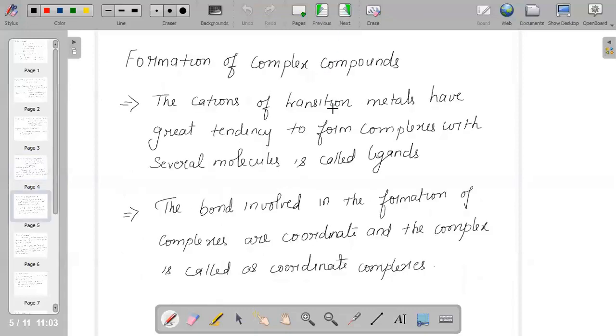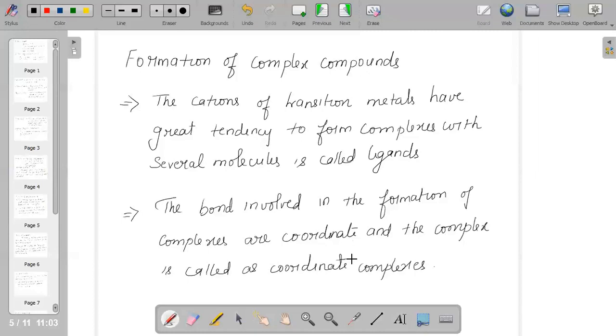And next we have to study the formation of compounds, how d block elements are helpful in the formation of compounds. So basically the cations of your transition metals have a great tendency to form complexes with several molecules that we call ligands, and the bonds involved in the formation of a complex are nothing but coordinate bonds, and the complexes we call coordinate complexes.